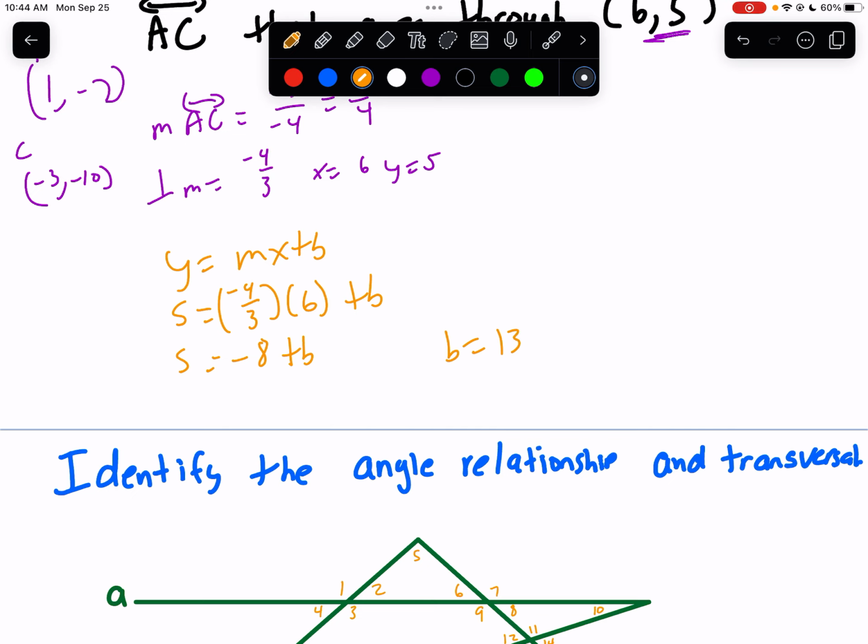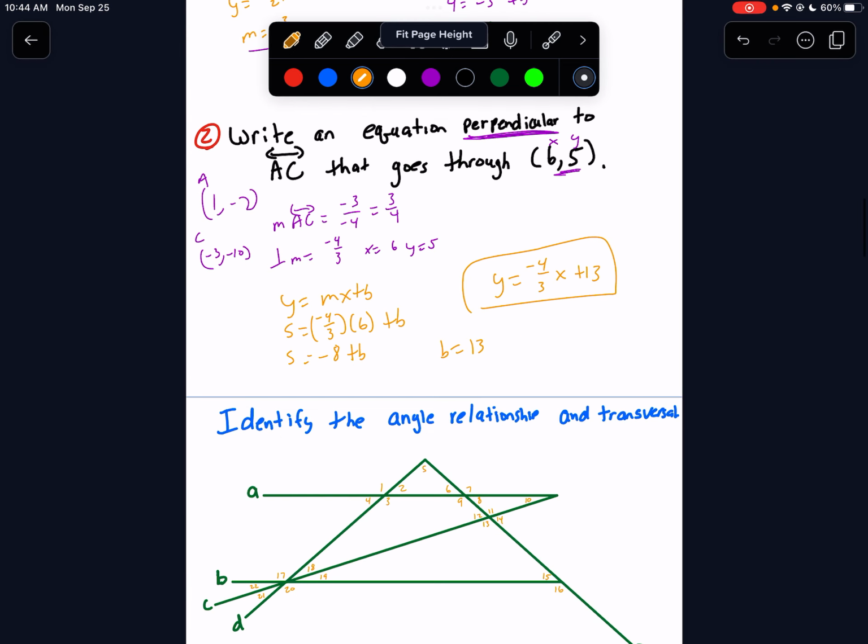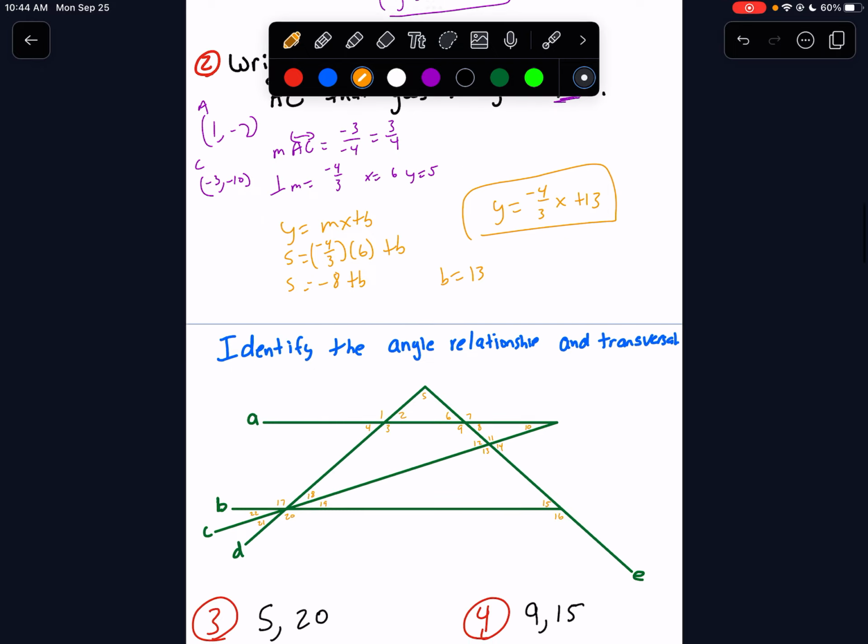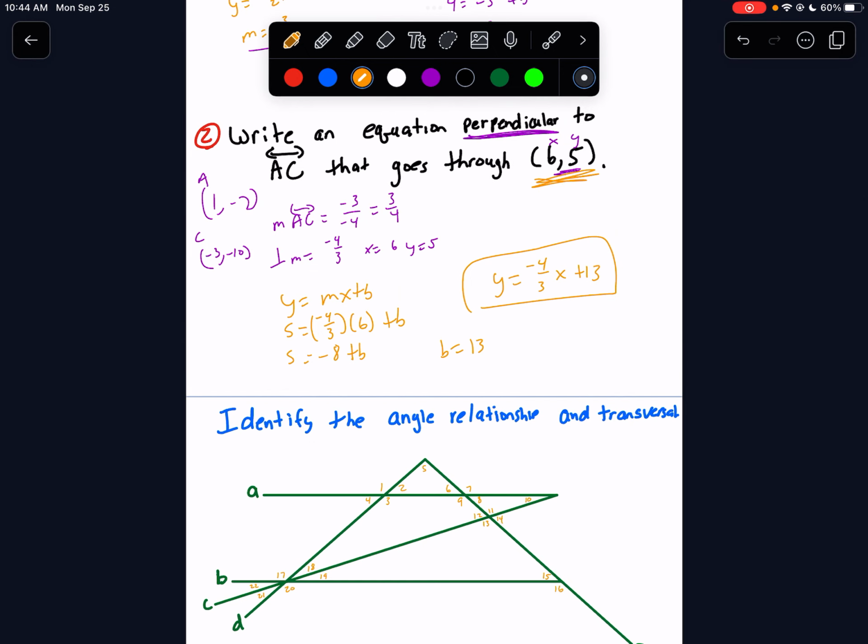I just made these up. I assumed that at least one of them would not be a whole number. They may not be a whole number, so don't think it's going to always work out so nice. But the final equation will be y equals negative 4/3 x plus 13. So we got the perpendicular slope to AC, and we went through point B. Or not point B, we went through this point.